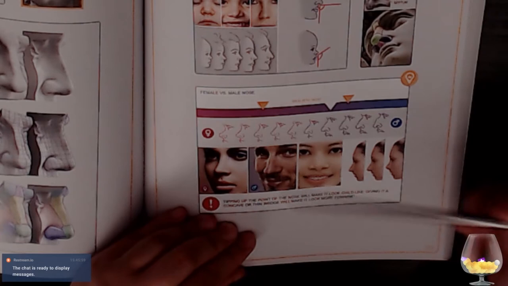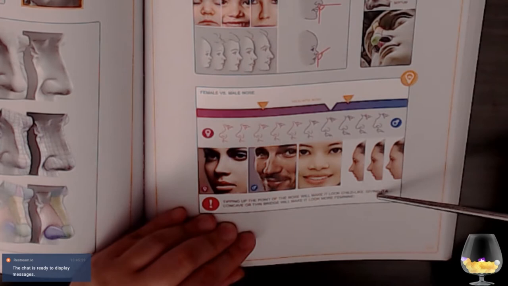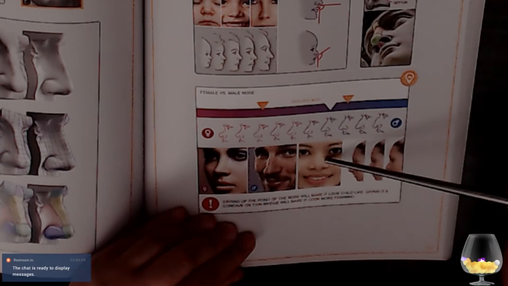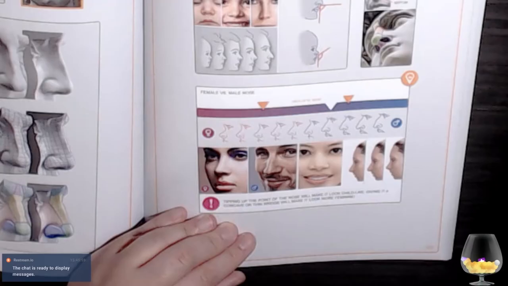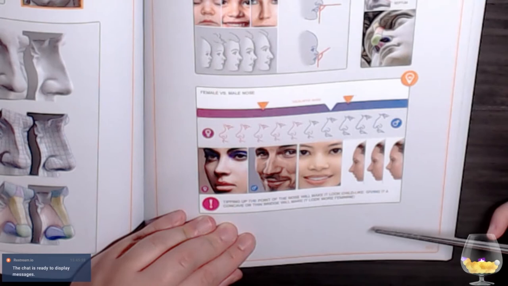So it's saying in males that they have a wider bridge versus women. Okay. The reason why I kind of hesitated is because their examples kind of negate that, because this woman has a pretty wide bridge versus this guy. So I'm not sure. Let's turn this light back on.